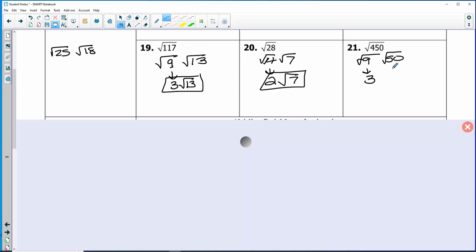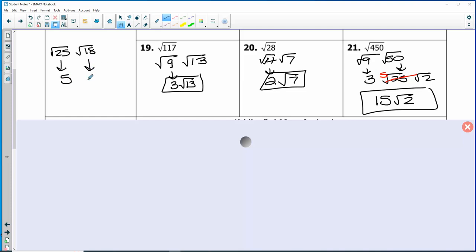Is 50 divisible by any perfect squares? Yeah. What could I break 50 into? 25 and 2. So it means we didn't get the biggest perfect square to begin with, but it doesn't mean we can't get it. So then if we reduce, the square root of 25 is 5. So it's just like 3 times 5. So 15 radical 2.